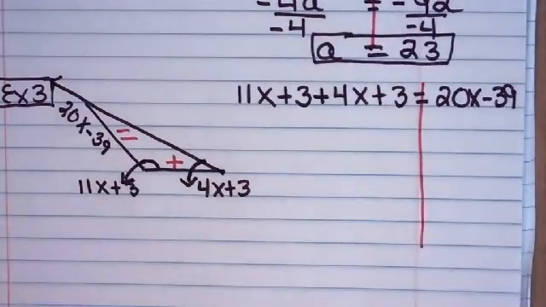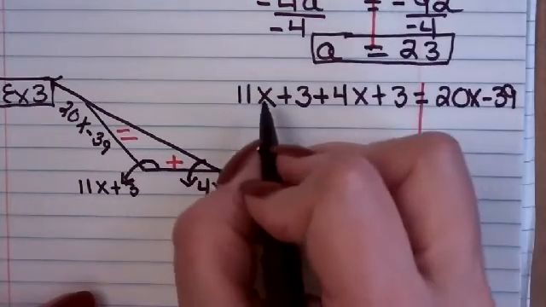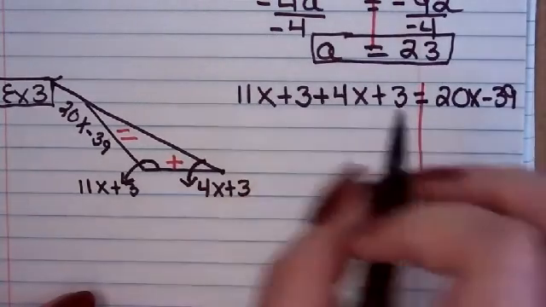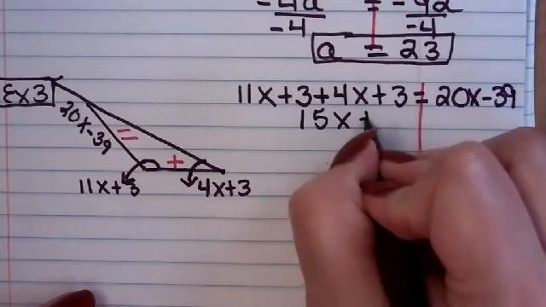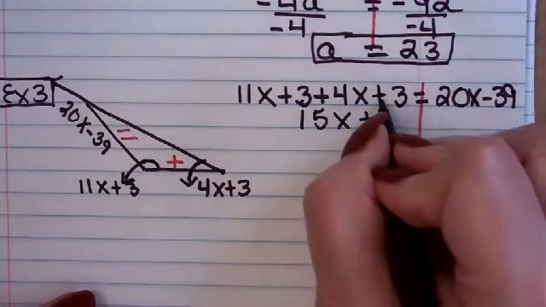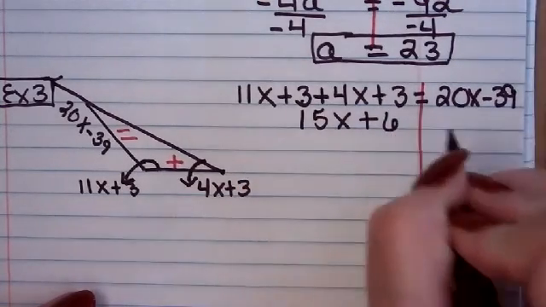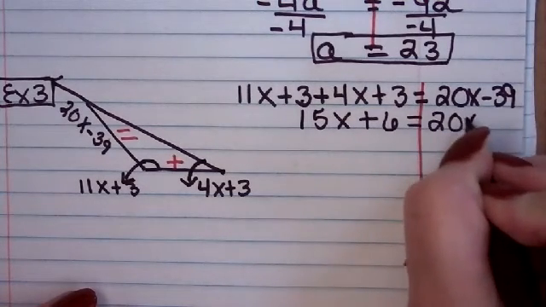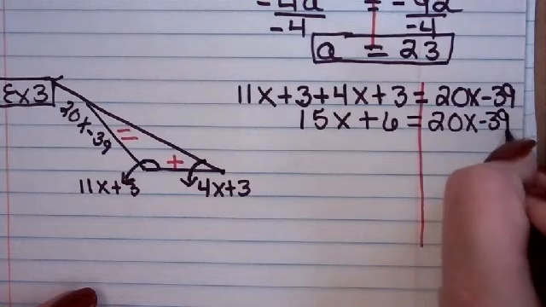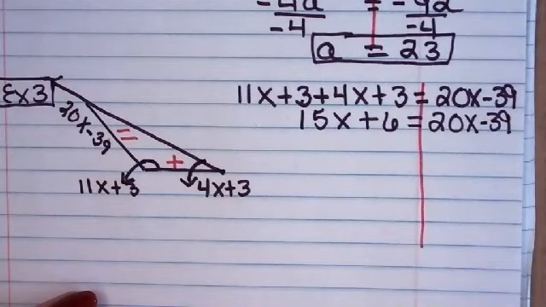Okay, now, let's combine our like terms. Okay, so on this side of the river, I've got 11x plus 4x, which is 15x, plus this 3 plus that 3 gives me 6. What do I have on the other side of the river? 20x minus 39. Okay, now we need to start moving x's and constants to their same sides.